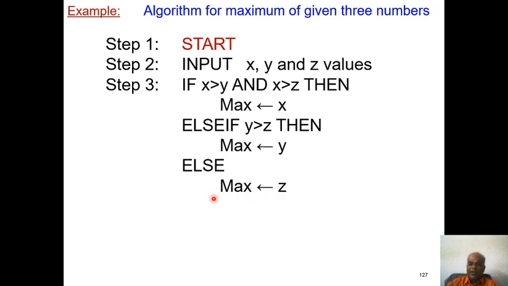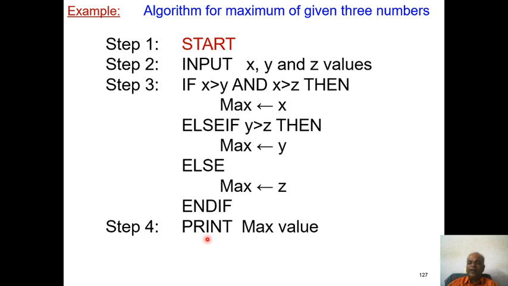You trace out the numbers, take 3 numbers like 10, 3, 8. There may be three different numbers. Let us substitute all the numbers here. Then if it satisfies this condition, then write this, or else go with this. If it satisfies this condition, write this, or else go with this. And then print the max value, then stop. It is a simple algorithm for this.